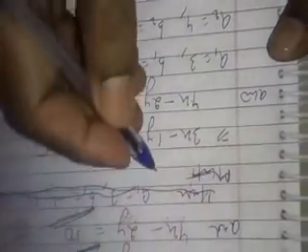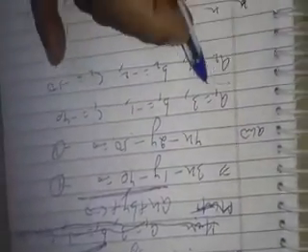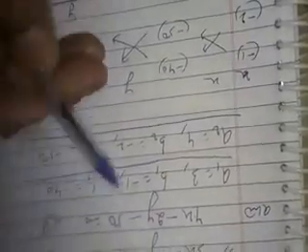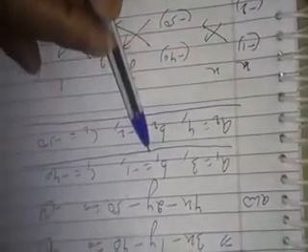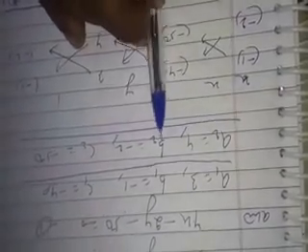Now by arranging it in the form of Ax plus By plus C is equal to 0, we have to find out the values of A1, B1, C1 and A2, B2, C2. Now A1 is equal to 3, B1 is equal to minus 1, C1 is equal to minus 40, A2 is equal to 4, B2 is equal to minus 2 and C2 is equal to minus 50.